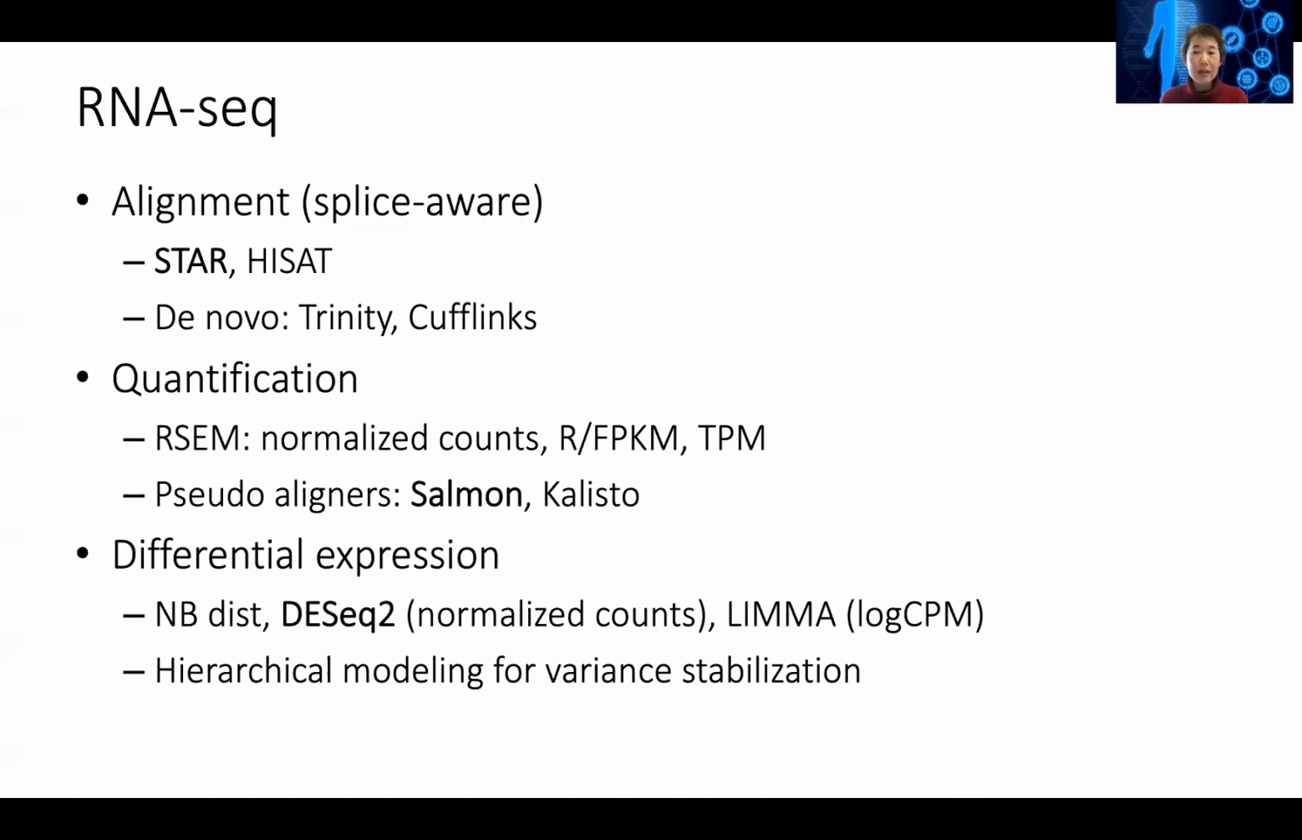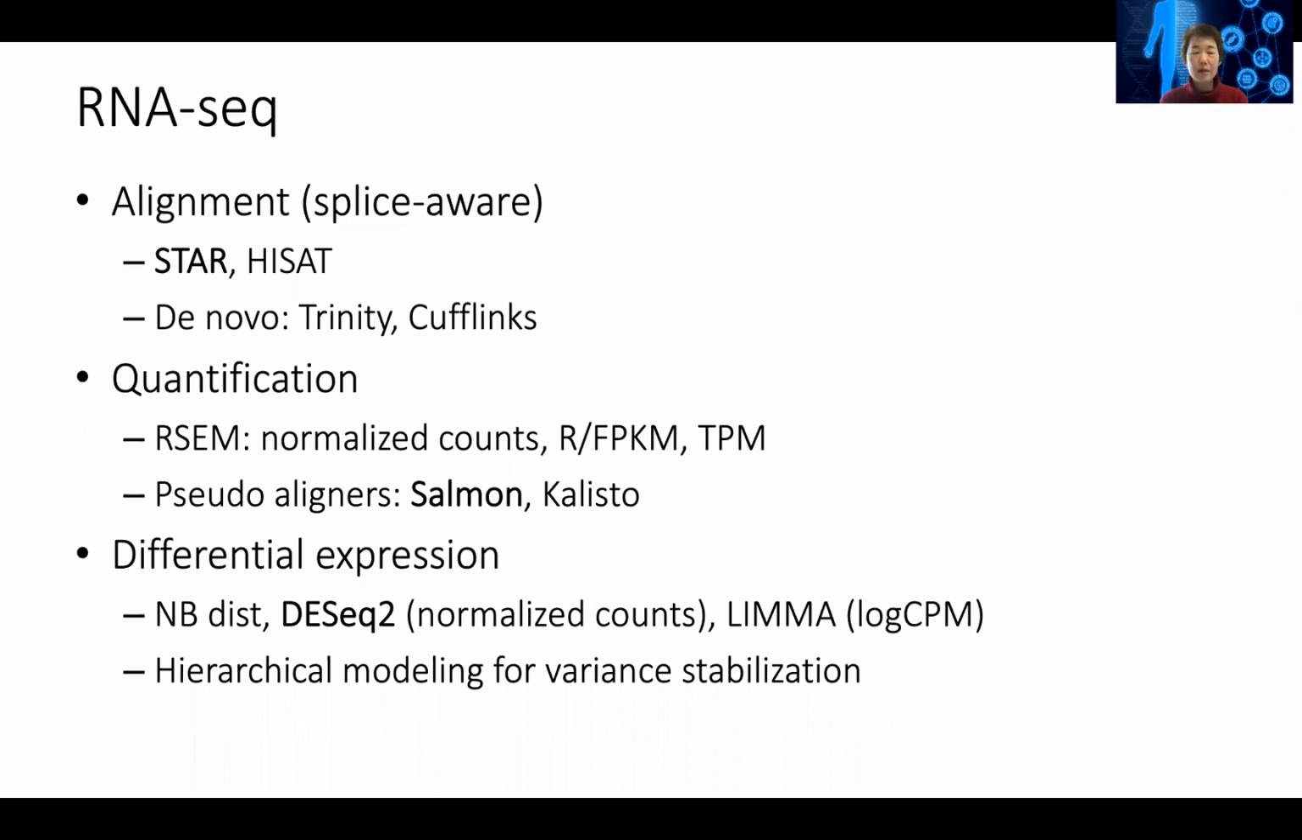HISAT is the algorithm that was based on Bowtie, which is using the Burrows-Wheeler transformation. But currently, STAR is considered the most accurate one, also the best balance between memory usage and speed and accuracy. And this one actually uses a suffix array.